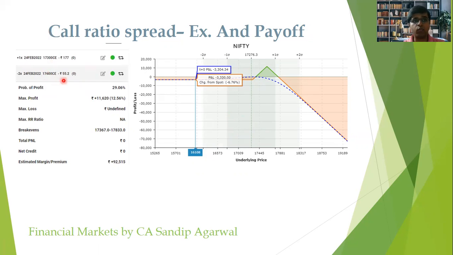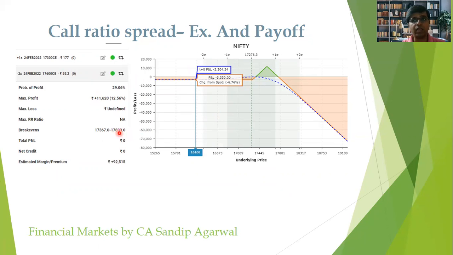Whereas the moment the person sells two call options of 17,600 strike, the person receives a cumulative premium of 110. And in this case, the cost of this strategy becomes 177 minus 110, which is 67 rupees only. Whereas in the case of the bull call spread, the cost of the strategy was around 122. So in the case of the call ratio spread, if the market moves strongly in the downward direction, his loss is capped at 3,300 rupees only.